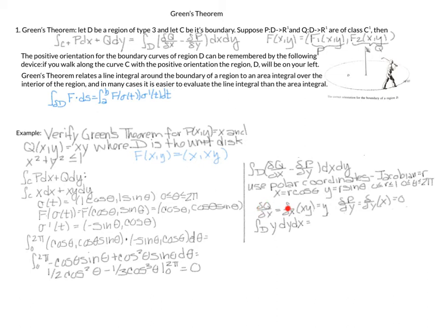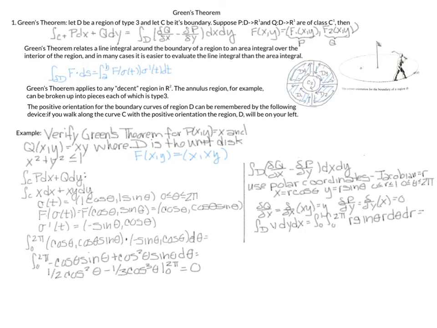Okay, so I'm just about ready to plug in, but because dQ/dx, that's the partial derivative with respect to x of Q. Where is Q? Q is here, xy. That would be y. The partial derivative of P, which is over here, with respect to y is equal to 0. So then what I have is the integral over the domain of y, because I have 0 here, dy dx.